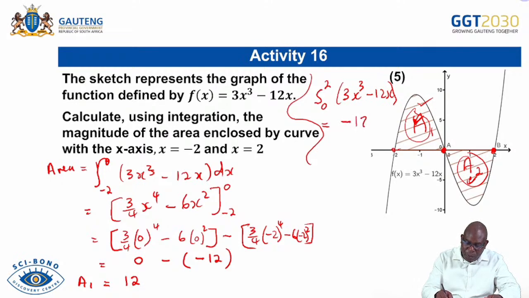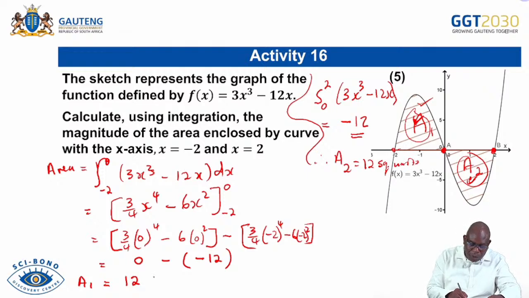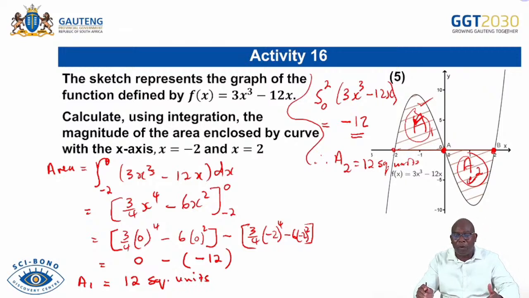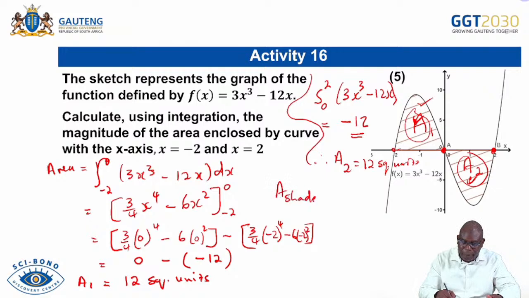will be negative 12. But remember here we are talking area. So the area can never be negative. Okay, so therefore our area, area of 2, is going to be 12 square units. Right. Here I have 12 square units. So what am I going to do to get the area of the whole shaded part? I'm going to say the area of the shaded equals area 1 plus area 2, which then gives me 24 square units.